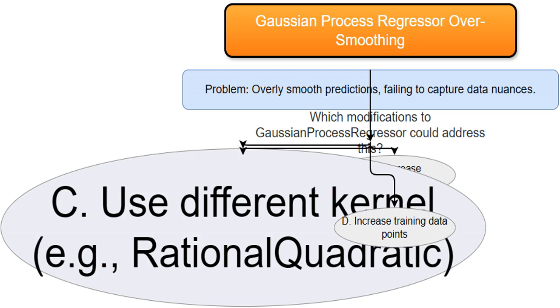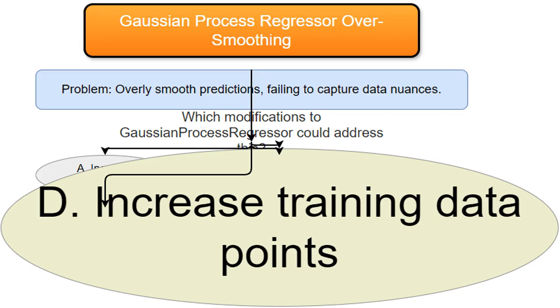The kernel function dictates the model's flexibility. RBF kernels are smooth. Rational quadratic kernels are more flexible, allowing for better fitting of complex data. Increasing the data points is also a good approach. More data gives the model more information to learn from. Think of it as having more reference points to create a more accurate drawing.